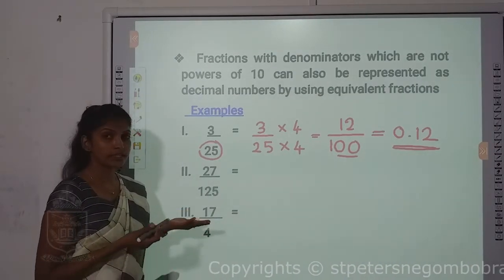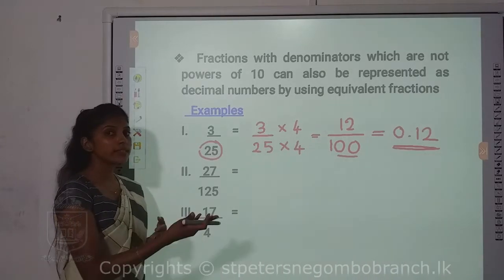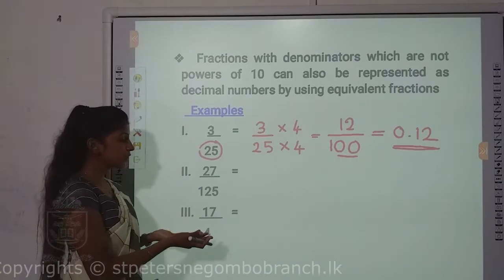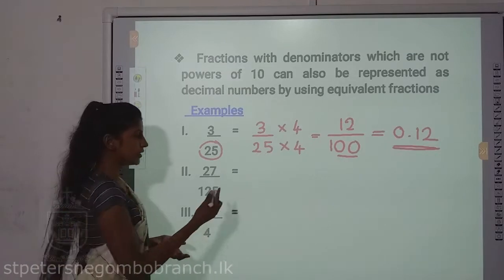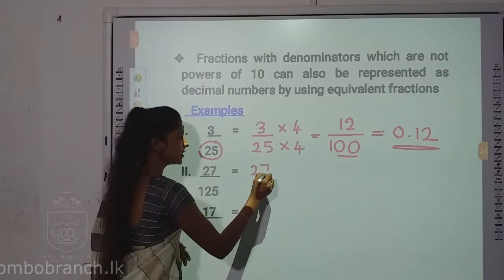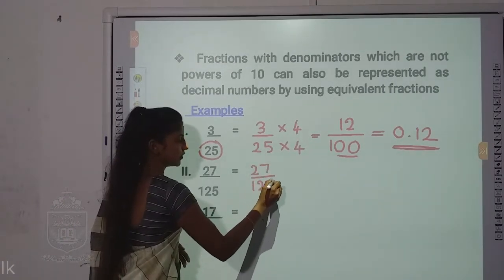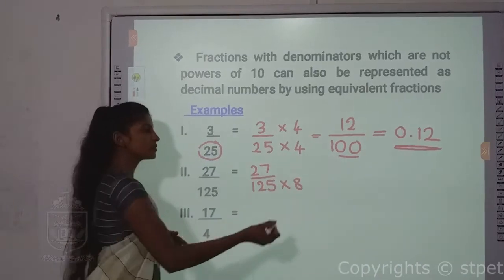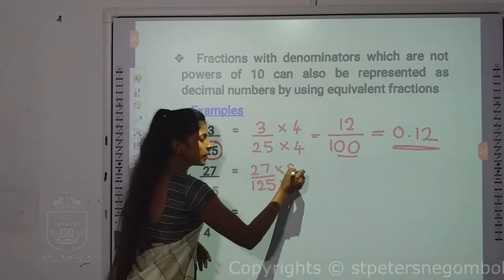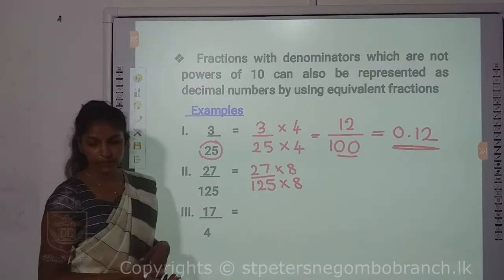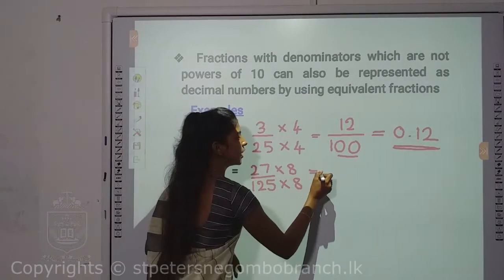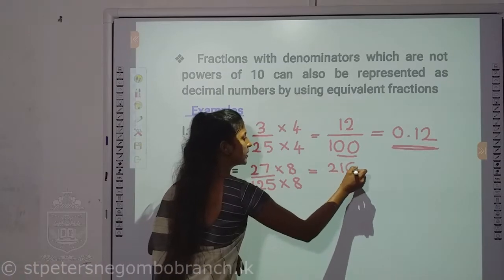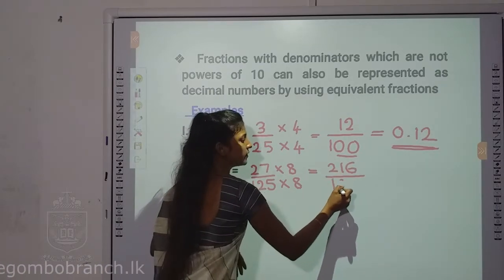125. So we can't make 10 or 100. So our next power is 1000. By which number are you going to multiply? Yes, we know that 125, when you multiply by 8, you will get 1000. So you are going to multiply the numerator also by the same number. So 27 times 8, you will have 216 as the answer. And in the denominator, you will have 1000.